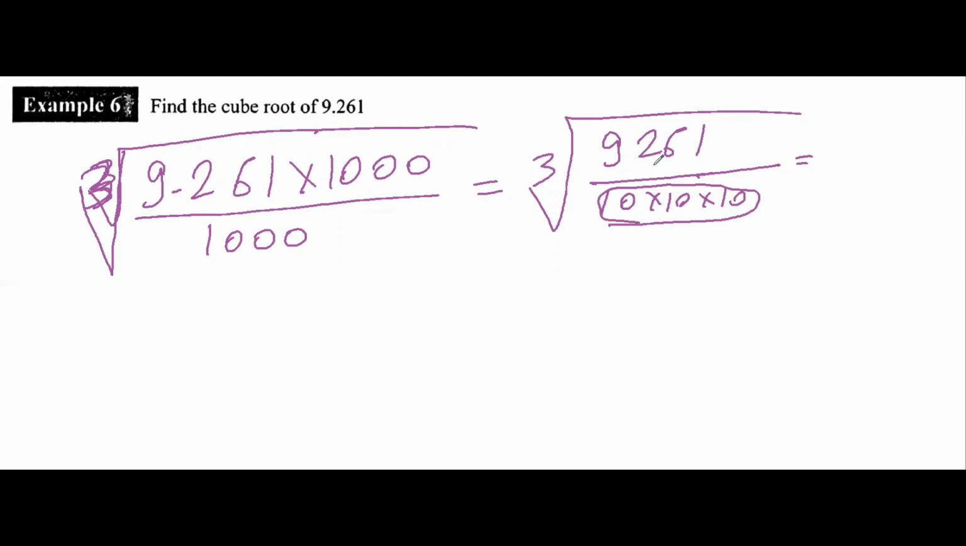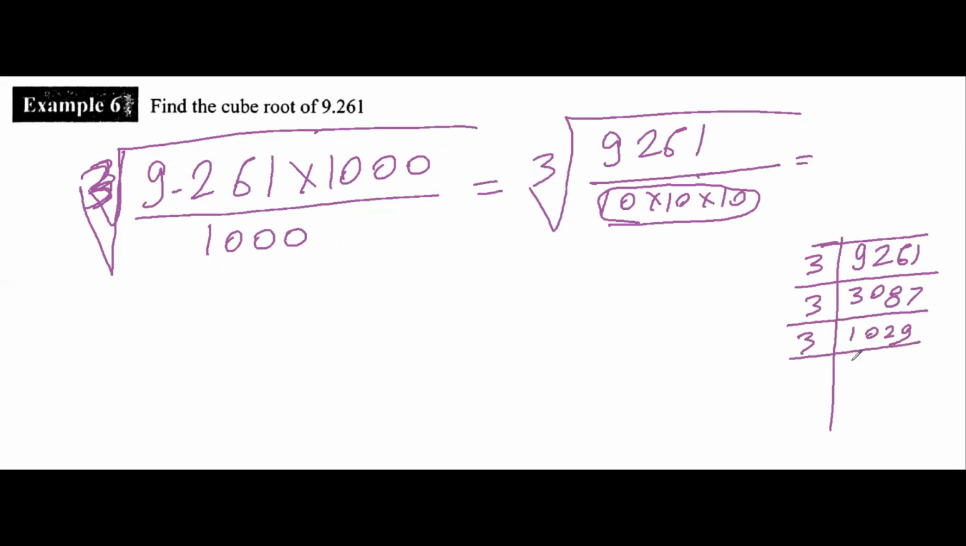But I need to find the factors of 9261 also. When I find the factors of 9261, which number will it go with? The divisibility test of 3: the digit sum is 18, so this is divisible by 3. So I am going to divide by 3. 3 threes are 9, then 7. Again 3, it will go 1029. Then again 3, 343. This is 7, 49, 7 sevens.